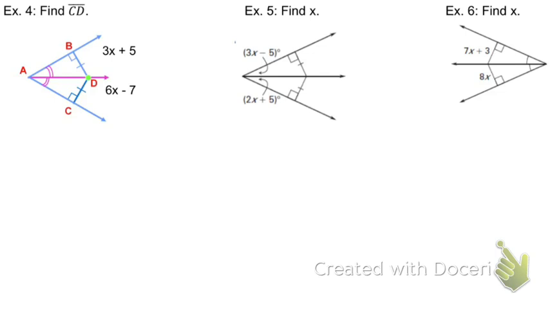It has to be equidistant from those. These segments have to be congruent, not only because they're marked, but because they're right angles, and it's on the bisector. So what can we do with 3x plus 5 and 6x minus 7? Set them equal to each other. Do math. That's true. Good stuff. But this is geometry. X equals 4.